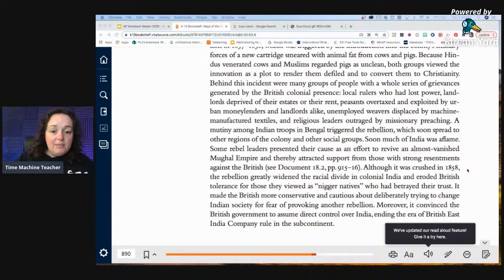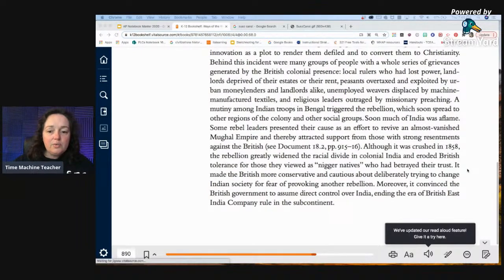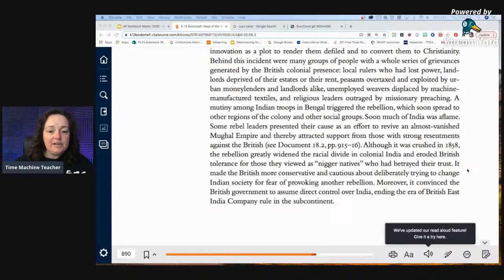It says a mutiny among Indian troops in Bengal triggered the rebellion, which soon spread to other regions of the colony and other social groups. Soon much of India was aflame. Some rebel leaders presented their cause as an effort to revive an almost vanished Mughal empire and thereby attracted support from those with strong resentments against the British.